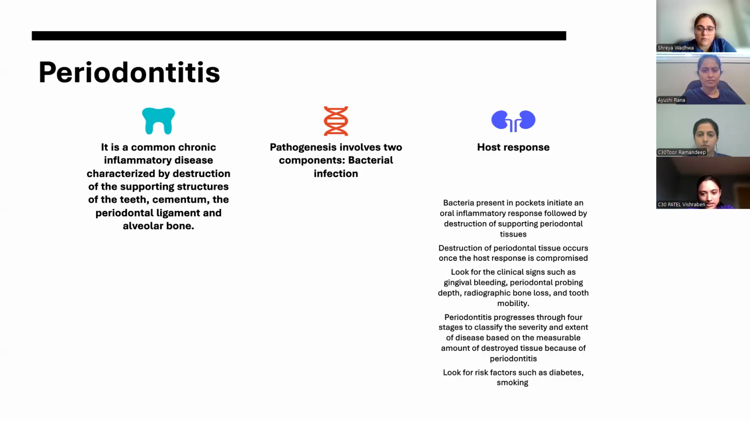Look for clinical signs such as gingival bleeding, periodontal probing depth, radiographic bone loss, and tooth mobility. It progresses through 4 stages to classify the severity and extent of disease based on the measurable amount of destroyed tissue because of periodontitis. Look for risk factors such as diabetes and smoking.